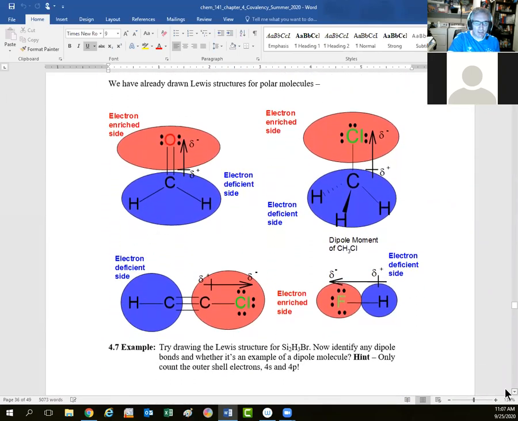Now the easy ones to understand are when there is exactly one bond in the molecule which is polar covalent. One bond which is a dipole bond because of the difference in electronegativities. That always makes the molecule polar.